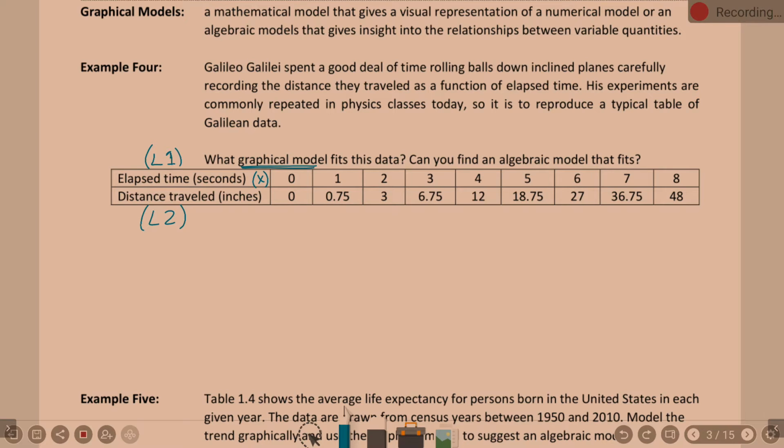Oh, wait, no. Not elapsed time. My distance traveled is my y value, and that one we'll have to adjust. So I'm going to leave my x min at 0, x max at 10. Y min, do I need negatives? No. What about y max? Do I go bigger than 10? Yeah, my biggest number is 48. So you at least got to make this 48. I'll do a nice round 50. And then just hit graph again. And then you should have a graph that looks something like mine.